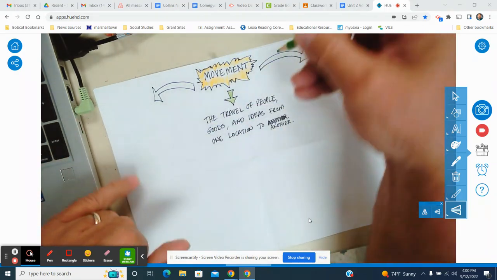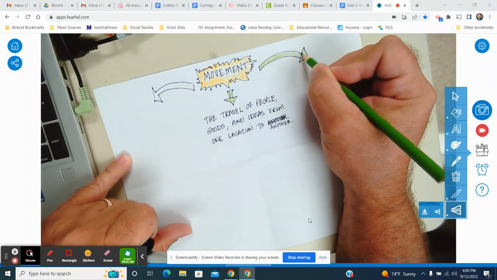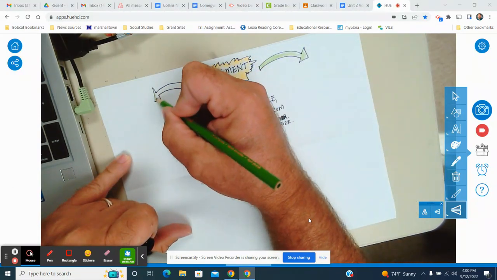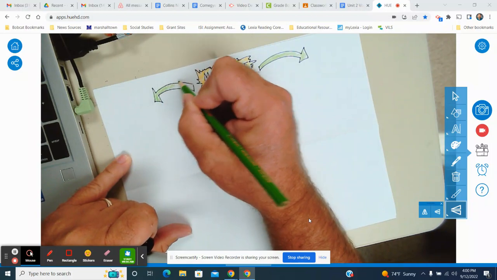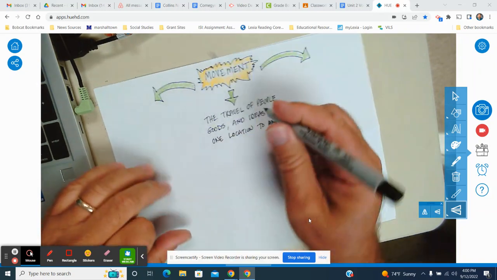Once again, I always use my green for my transition. Don't be perfect. You can always go back and color it later on if you can't keep up. Or stop the video. That works too.